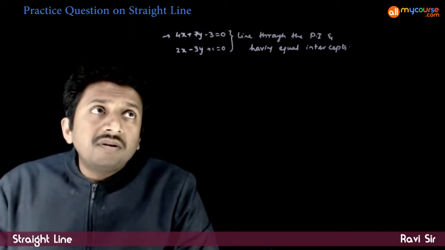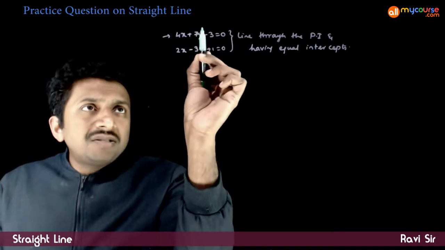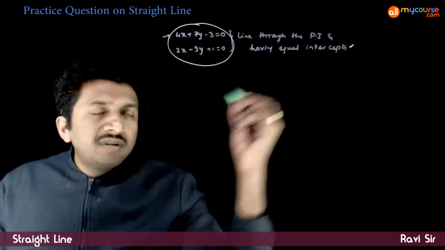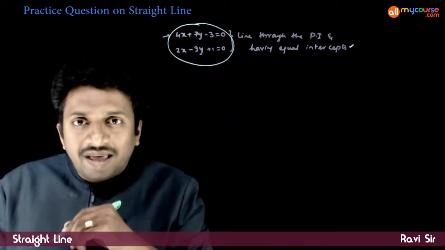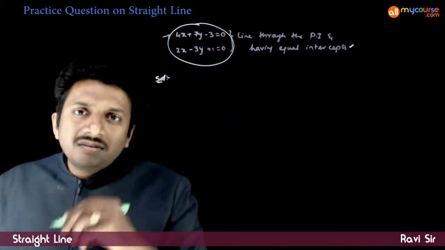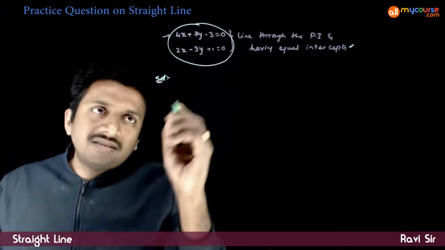In this question, you're asked to find the equation of a line which passes through the point of intersection of these two lines and also has equal intercepts on both axes. So where do we start? Any line through the intersection of these two lines.